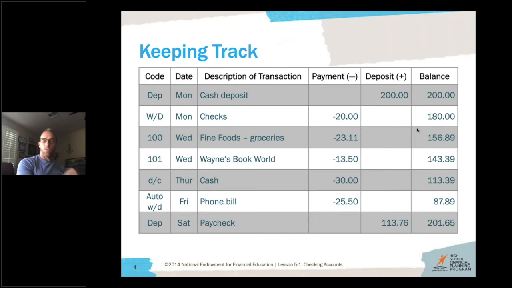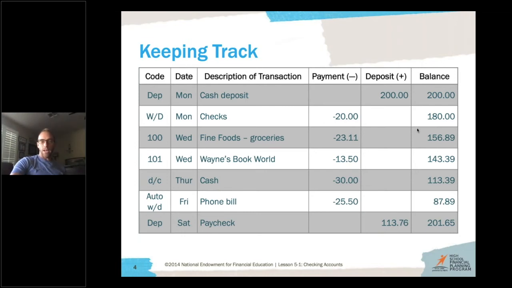Now, let's look at that same day, they went to buy a book. And how do they know they have money for a book? Well, they can always open up their checkbook, see what their balance is, and they have $156, so they know, okay, I'm going to write a $13 check. I'm okay. So they write that $13.50 check. So you just see how this kind of goes through and it tracks.